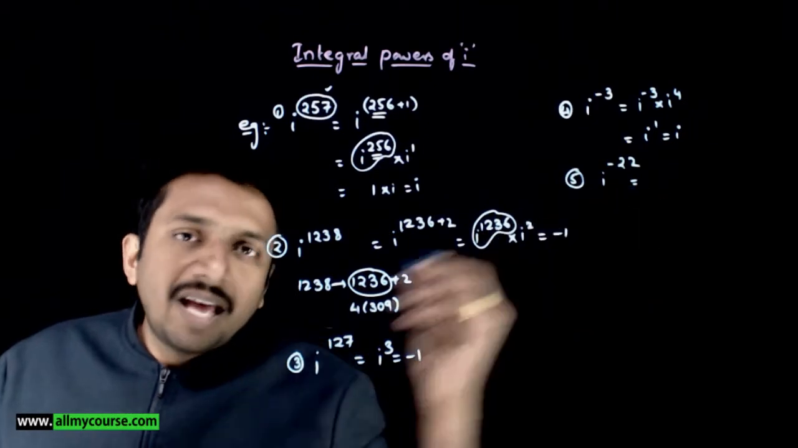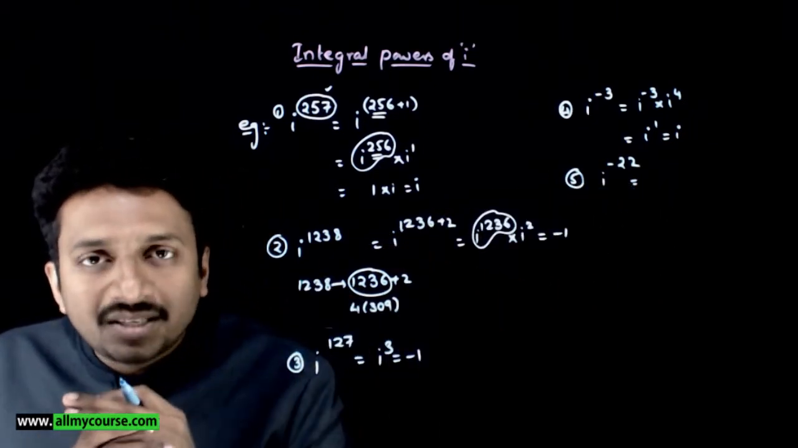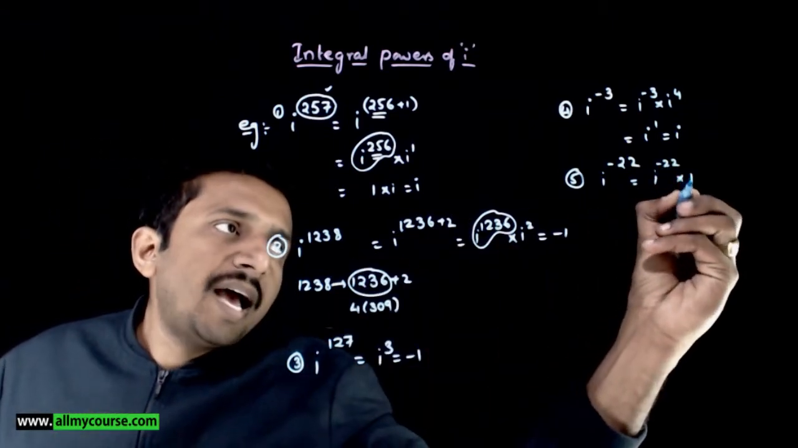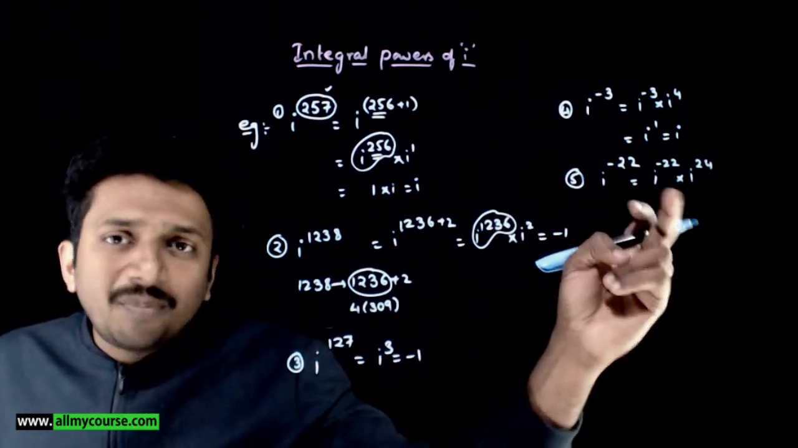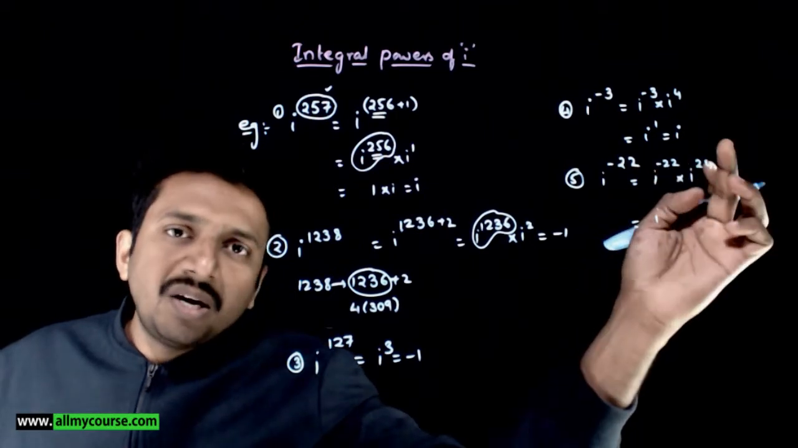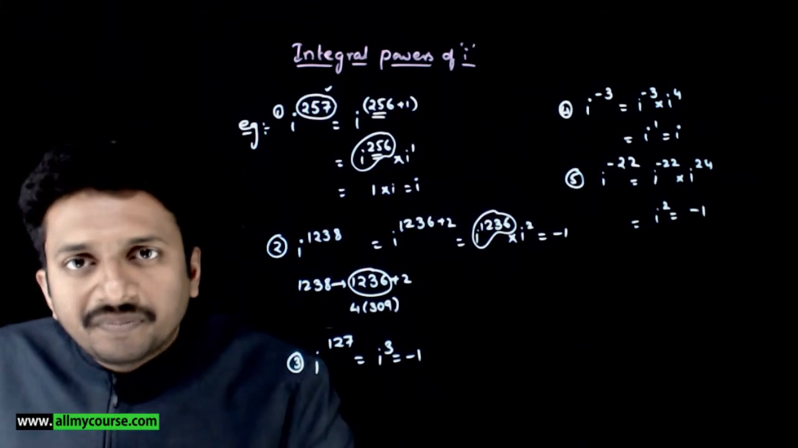So if you want to calculate i power minus 22, take the closest power to 22. So you have 24 as a multiple of 4. So what I do is, i power minus 22, I'll multiply this with i power 24. I can do this because i power 24 is equal to 1. That is equal to i power minus 22 plus 24, which is i square, which is equal to minus 1.